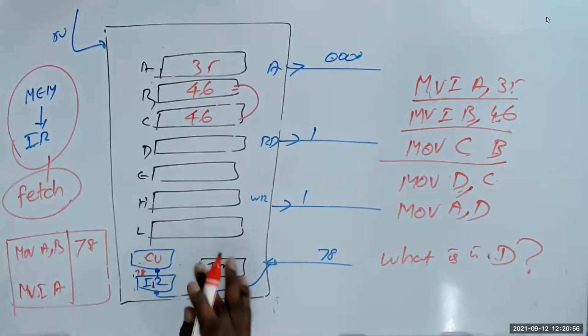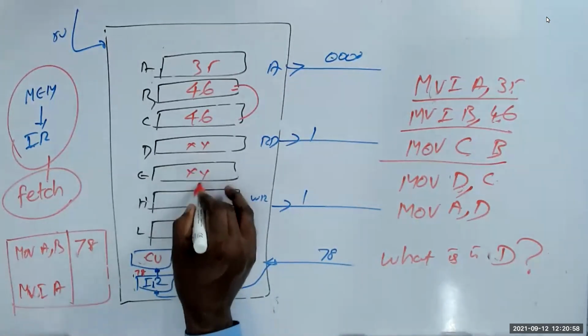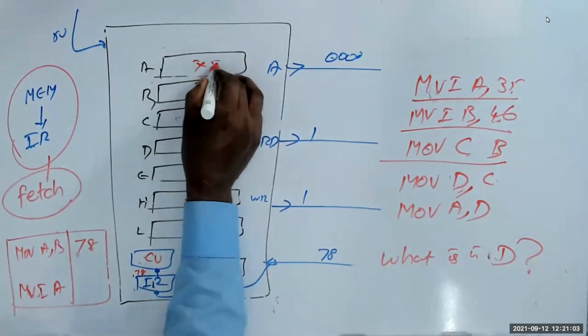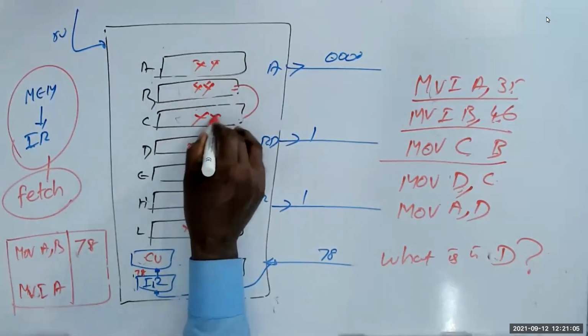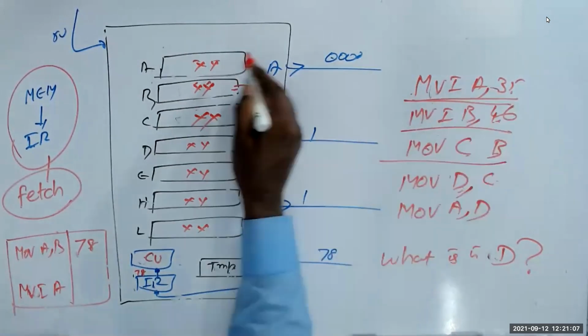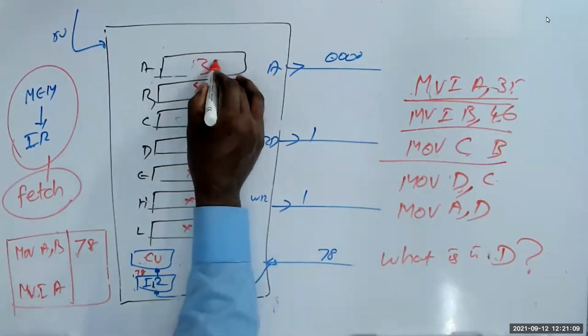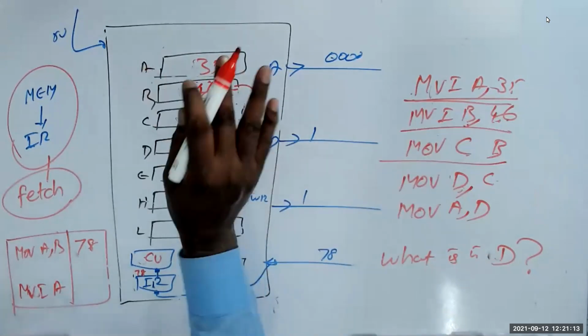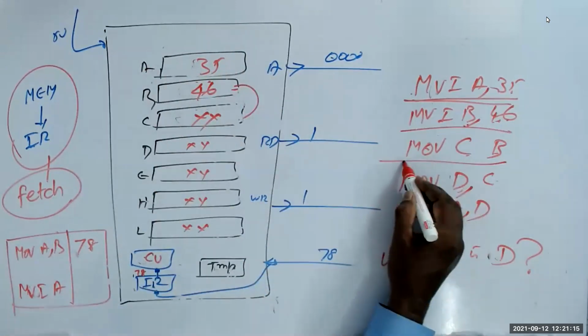Whatever is there, XX. Everything is XX initially. On power on, all are having XX. I do this: move immediate A, 35. 35 is stored here. Move B, 46. Whatever was there previously is gone. Don't worry. Then move C, B.